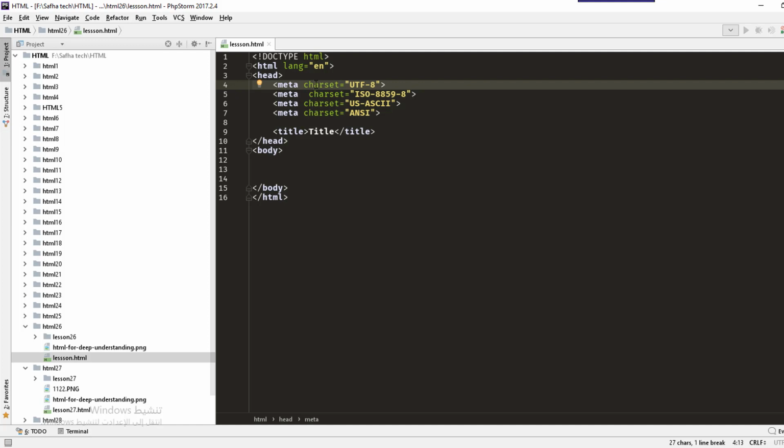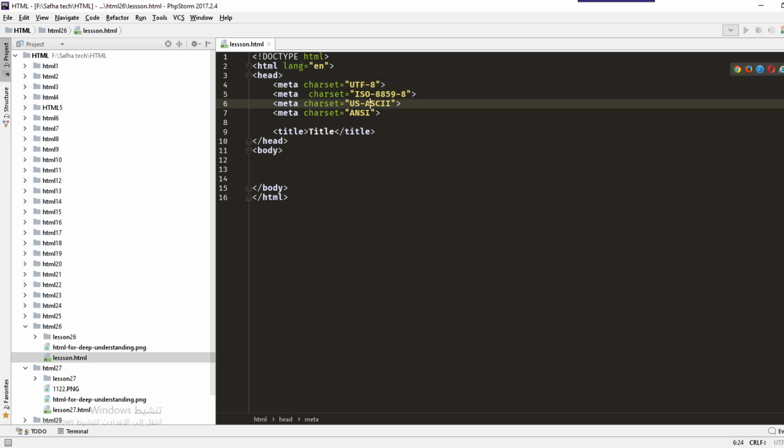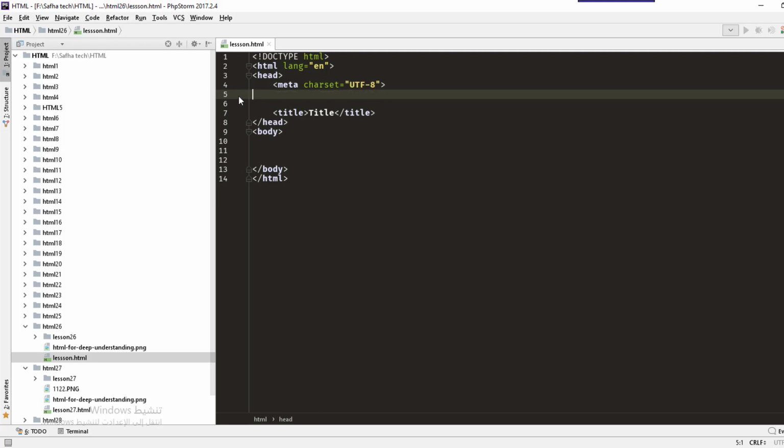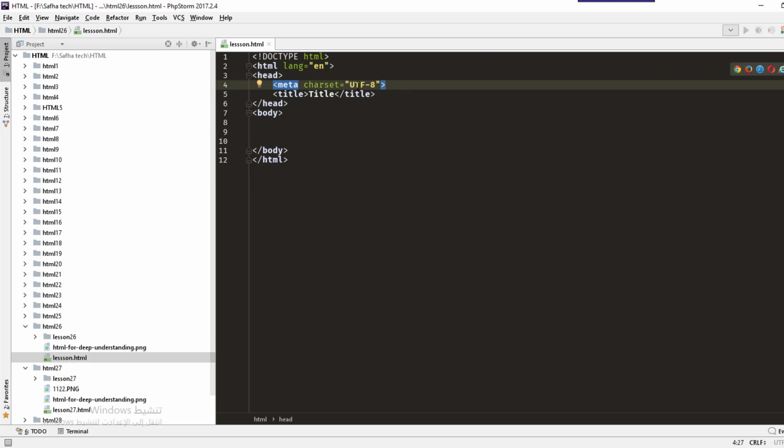So why do we use the charset and what is the benefit? We have said many times that charset means the way that your system will print the characters you are writing. For example, if you are writing Arabic or Indian characters, these characters are not supported with ISO, ASCII or ANSI. So you should use UTF because it supports millions of characters, or the whole world's characters. It will support any character you write. So don't worry about any character if you are using UTF-8.